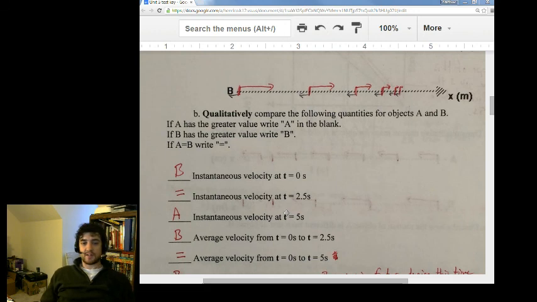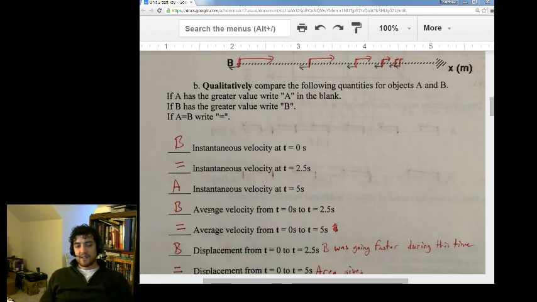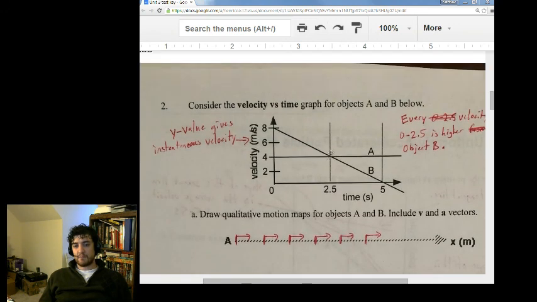There's your larger velocity. These average velocity questions. From 0 to 2.5, if we look at A and B from 0 to 2.5, B goes from 8 down to 4. A is simply 4 the entire time.